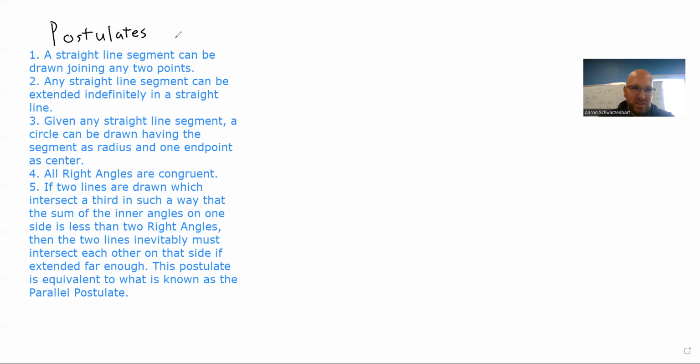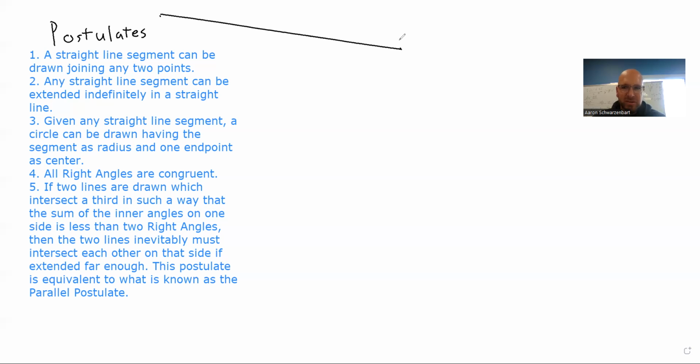So most postulates are things that pretty much everybody just agrees are true. And these five postulates are Euclid's postulates that he used to write the first geometry book. We might use a few other things that we don't feel like proving, but here's what they mean. A straight line can be drawn joining any 2 points. So if I put a point here and a point here, I can draw a line between them.